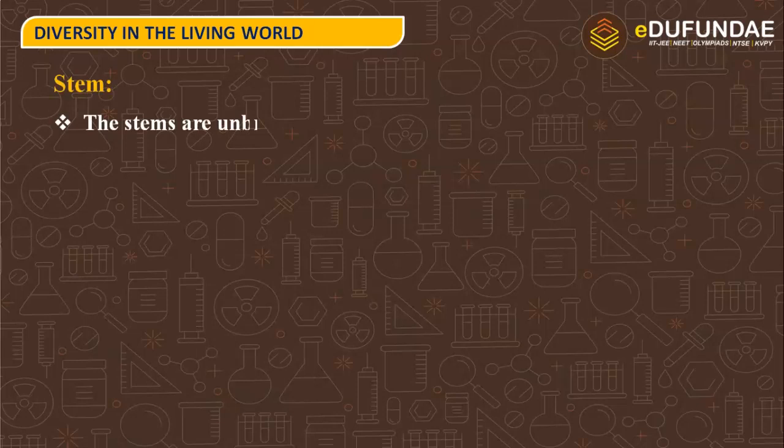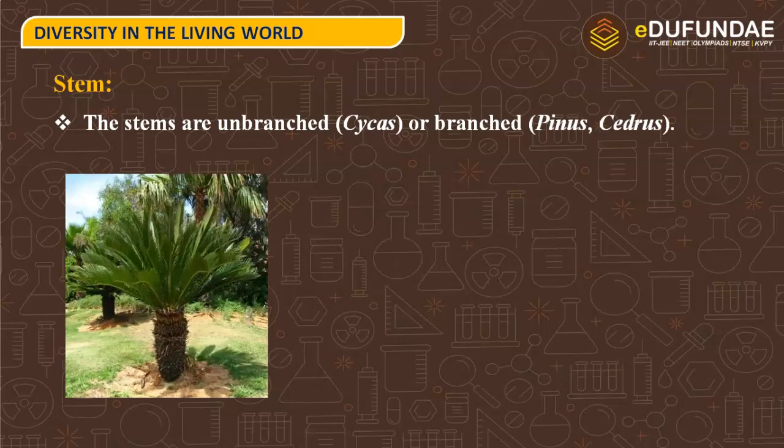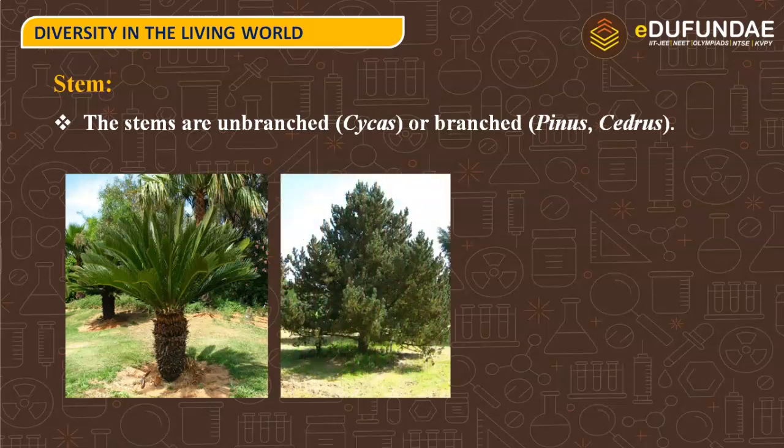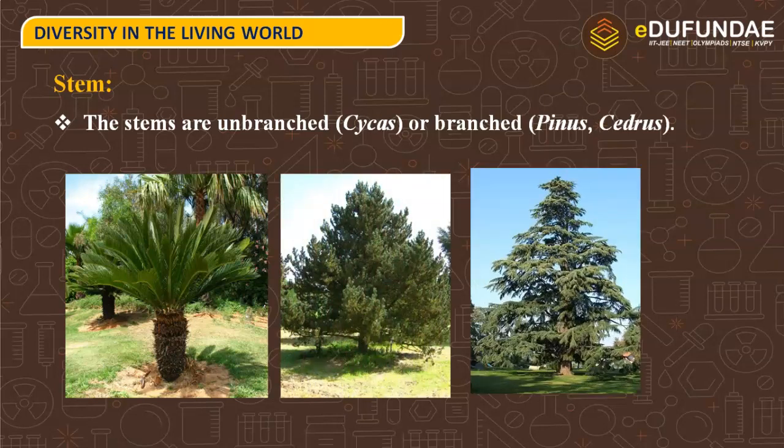Stem. The stems are unbranched in cycas, or they can be branched such as in Pinus and Cedrus. So here we can see the structure of cycas in which the stem is unbranched. But in case of Pinus and Cedrus tree, the stems are greatly branched.